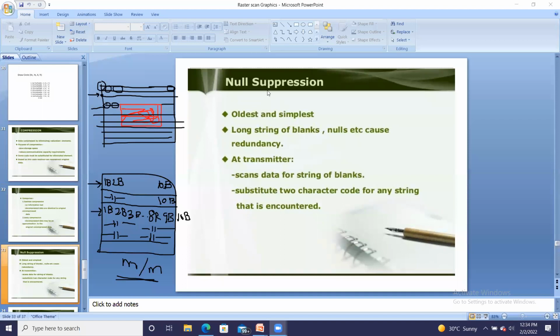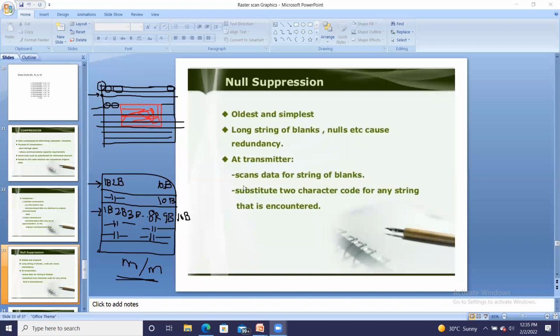Then we have null separation. Null separation is nothing but reducing the number of blanks in the program. If we have the new line character or spaces or tabs used inside, these things are removed. That is called null separation. This method is the oldest and simplest method. Long strings of blanks and nulls cause redundancy because we are unnecessarily storing those blanks and null characters. So we are removing that from our program.